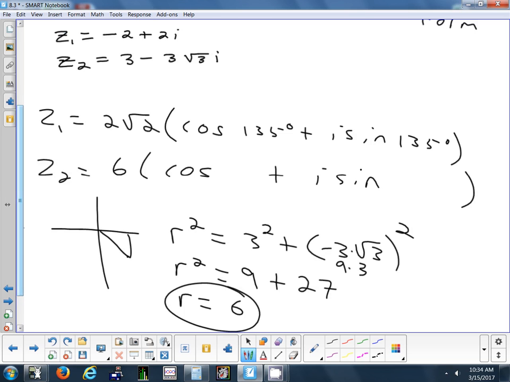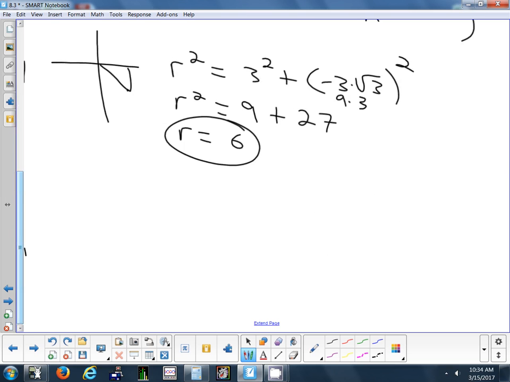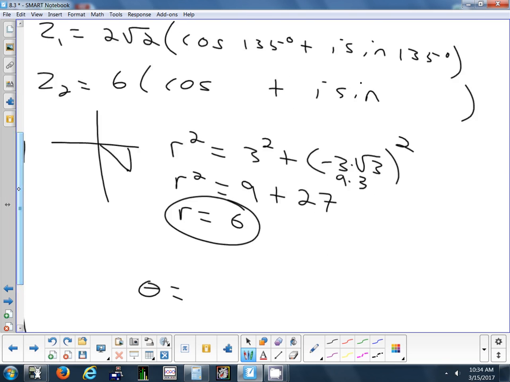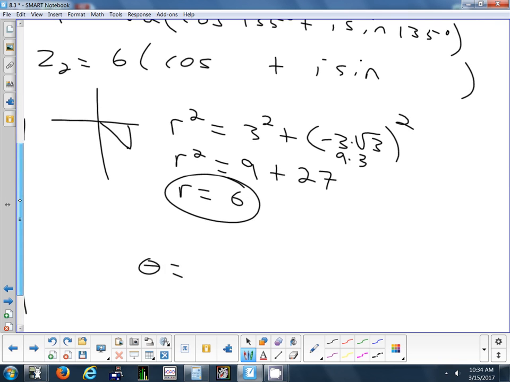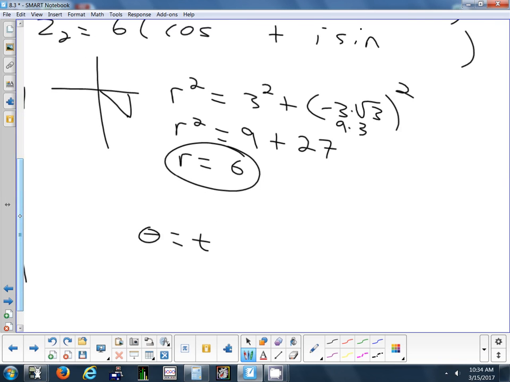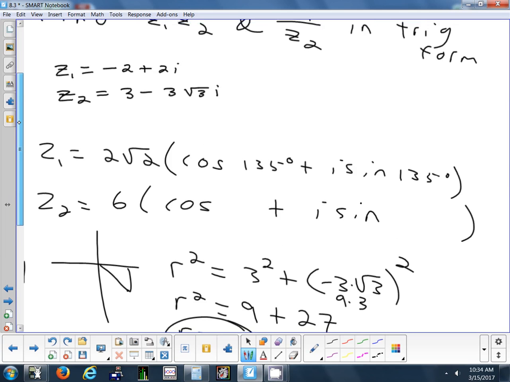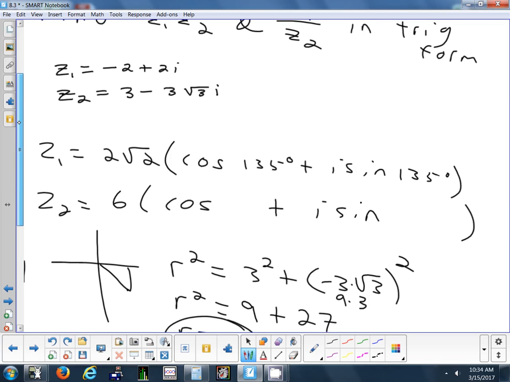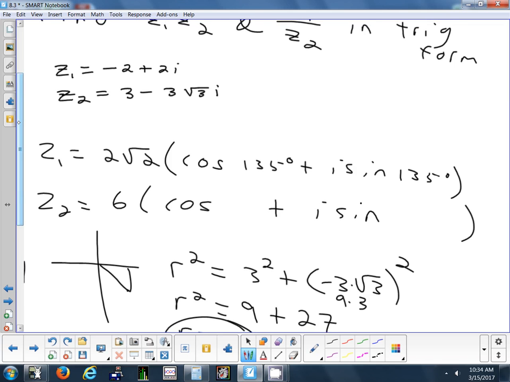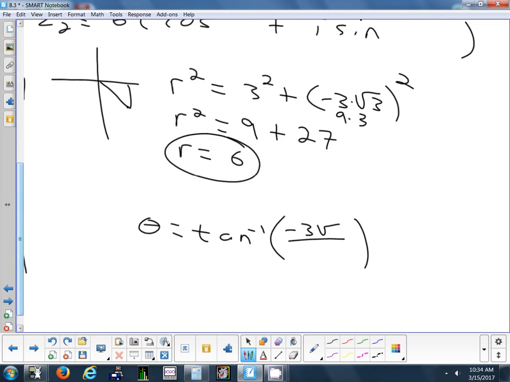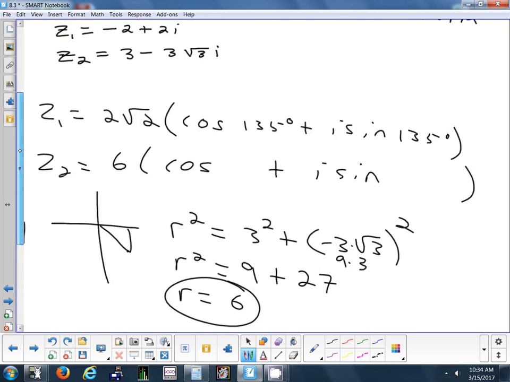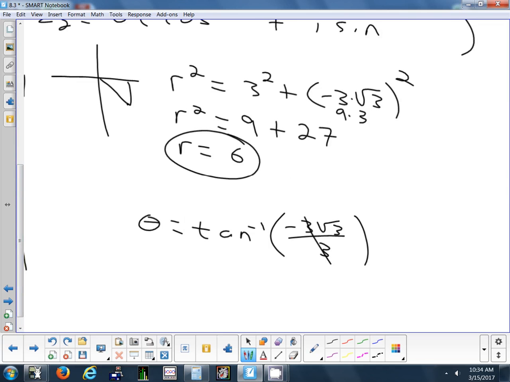And now I need my angle. What's the formula to find theta in quadrant 4? Inverse tangent of what's y? Negative 3 square roots of 3. Yep. And what's x? 3. So really it's just the inverse tangent of negative square root 3.